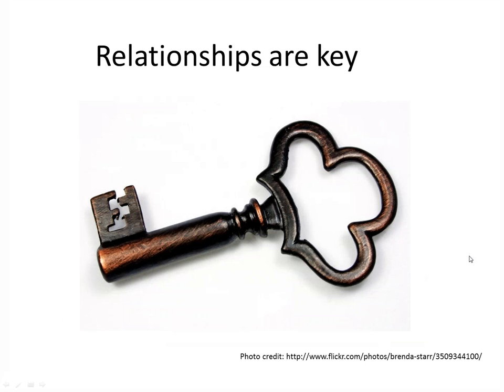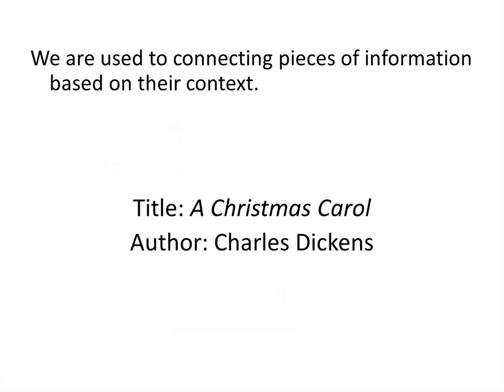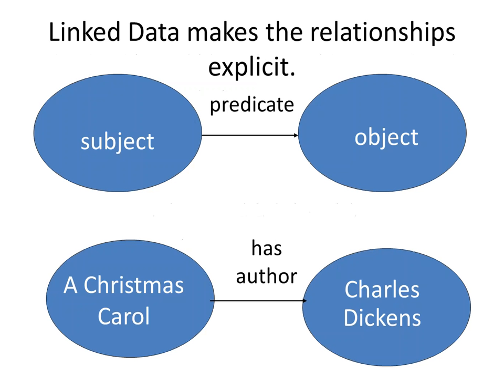And then other than having computer-readable meaning, the other main part about linked data is that relationships are key. We as human readers of information are used to connecting pieces of information based on their context. To use the example from library catalogs I talked about before, we see title A Christmas Carol, author Charles Dickens, and we can assume that Charles Dickens is the author of a book called A Christmas Carol. Computers don't understand that automatically, and so linked data makes these relationships explicit.